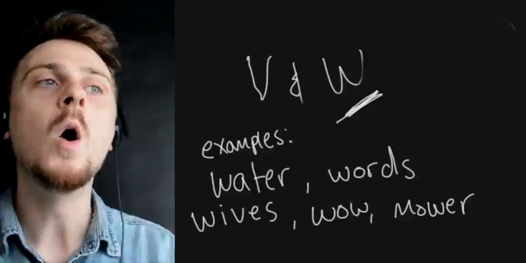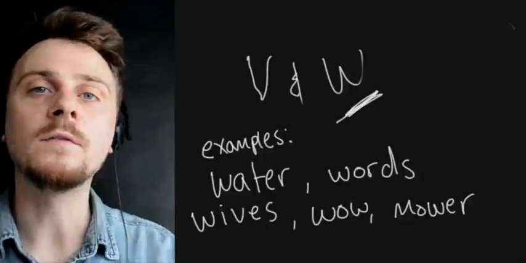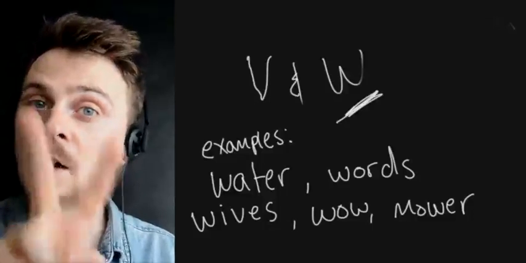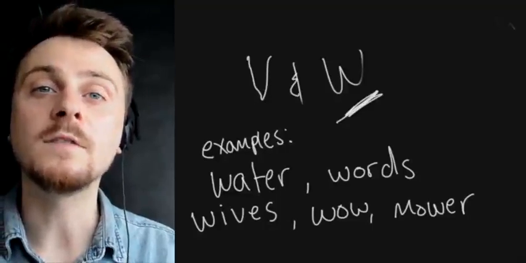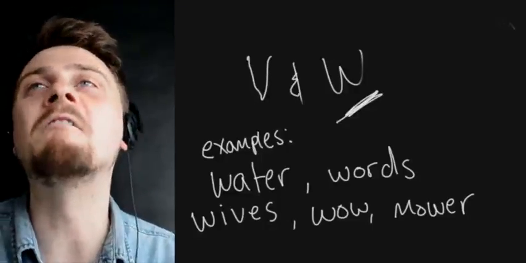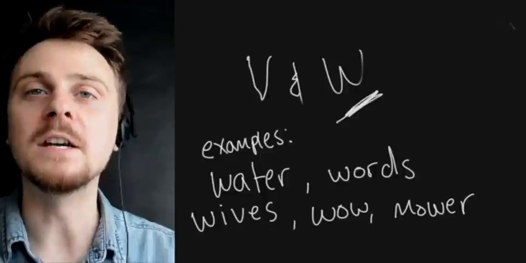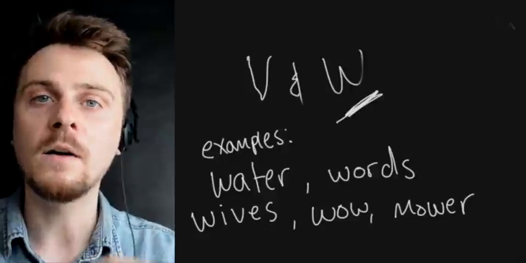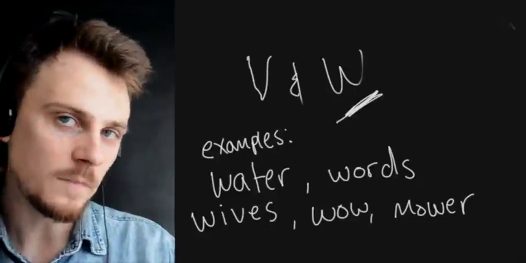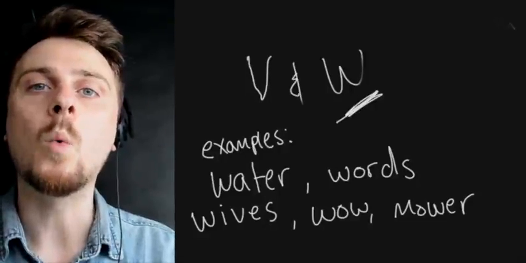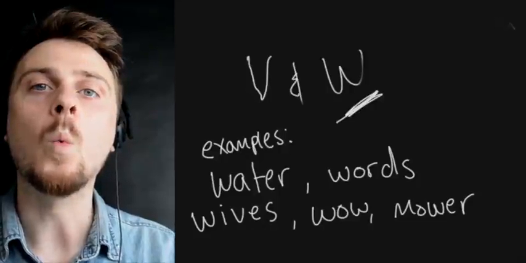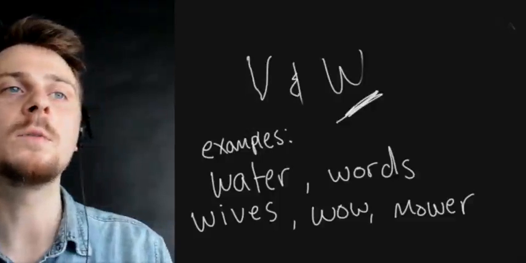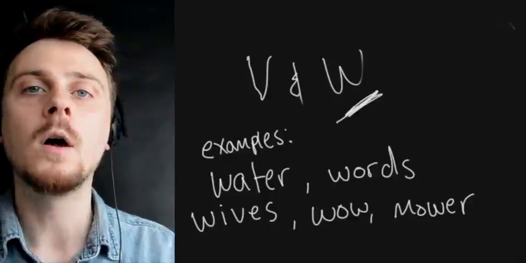Okay, the next one. Wives, wives. Now, I am touching my bottom lip on my teeth when I make the V sound. Wives, wives. It's very fast. I'm not saying "wives," but I am doing it quickly. Okay, the next one. Wow, wow. Okay, the next one, mower.